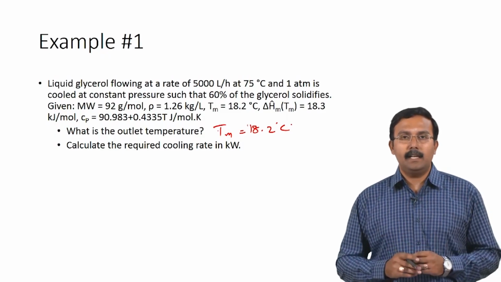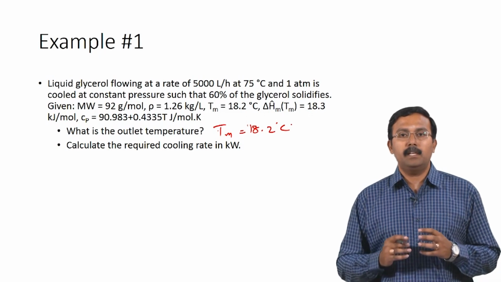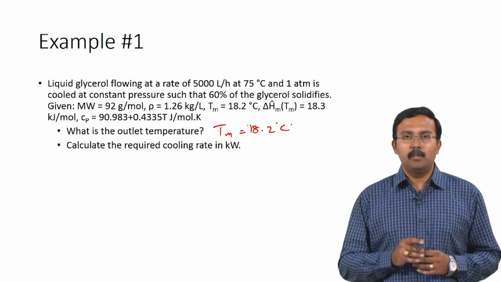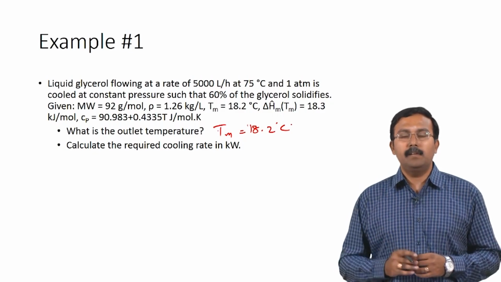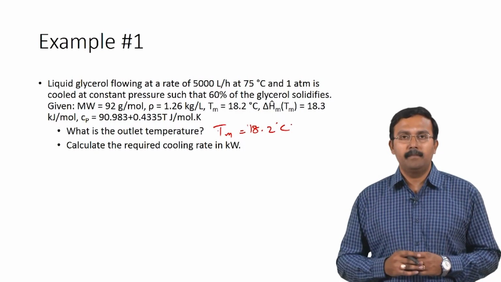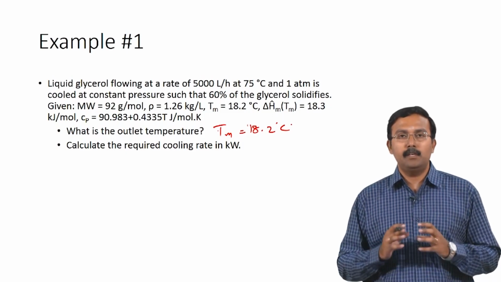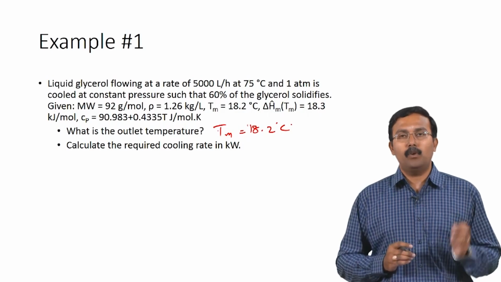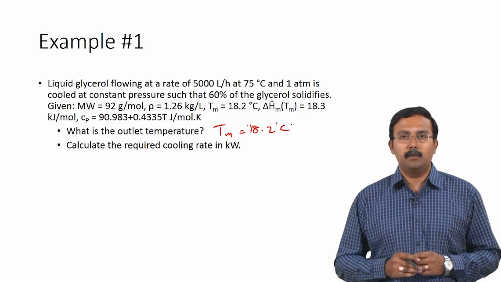So, if we look at the data given, we have information about the latent heat of fusion in terms of kilojoules per mole, and Cp has been given in terms of joules per mole Kelvin. So, we need to identify these units and use them appropriately. The flow rate has been given as a volumetric flow rate, which is 5000 liters per hour.